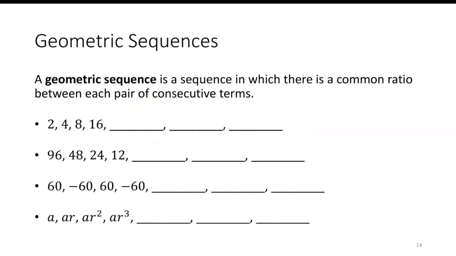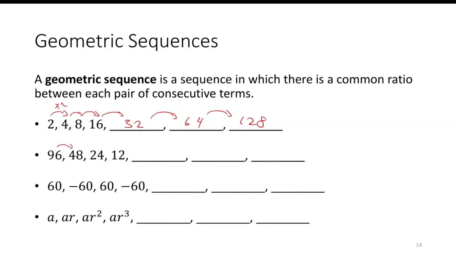So a geometric sequence is a sequence in which there is a common ratio. That is, there is something that you can multiply over and over again between each pair of consecutive terms. So we just looked at this first one. 2 to 4 would be times 2, then times 2, then times 2, and then 32, 64, 128.